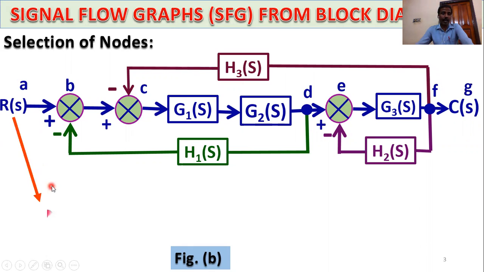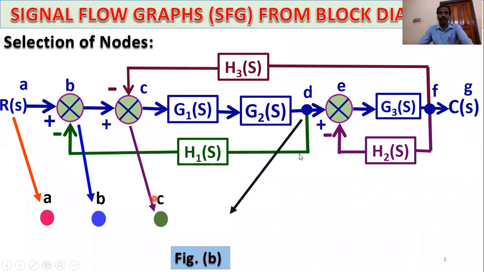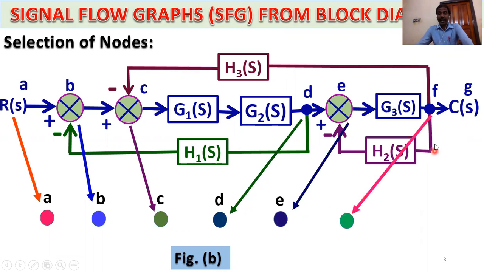G. So this is the input node A, the first summing point node B, the second summing point node C, the first takeoff point node D, the third summing point node E, the second takeoff point node F, and the controlled or overall output node G. So 7 nodes: A, B, C, D, E, F, G.